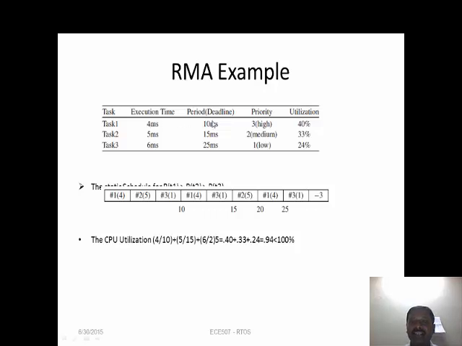The utilization is calculated by dividing the execution time by the deadline period. So every 10 milliseconds it has to execute only 4 milliseconds, which gets you 40% utilization. You can calculate the total utilization: 4 divided by 10 plus 5 divided by 15 plus 6 divided by 25, which equals 0.94, which is lesser than 1. This is an essential feature to schedule any kind of task.